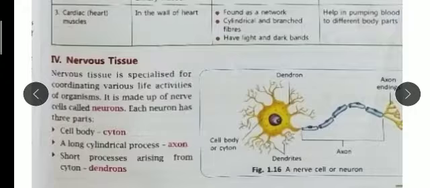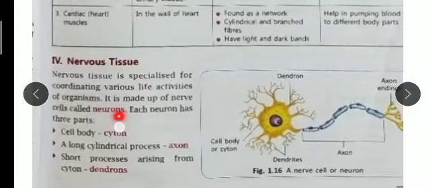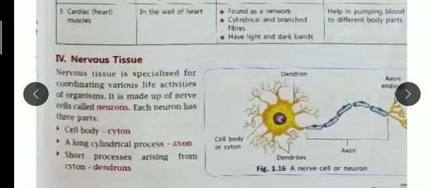So nervous tissue is specialized for coordination. As you know, our brain helps in the coordination and control of different activities. All our life activities are controlled by this nervous tissue only, and it is made up of nerve cells, which are also called neurons. It is made up of three parts.